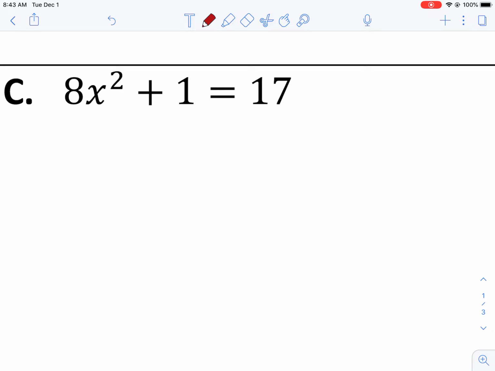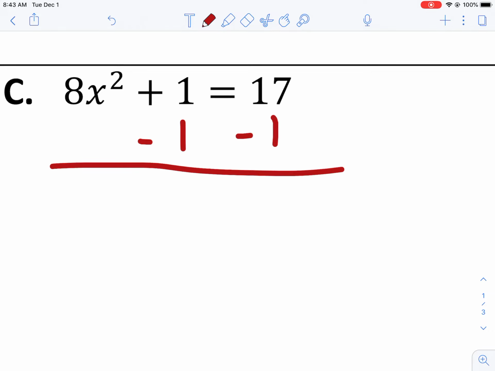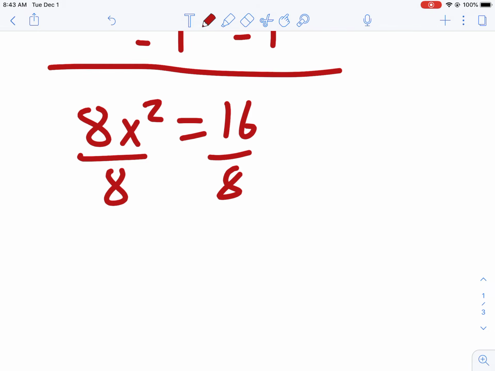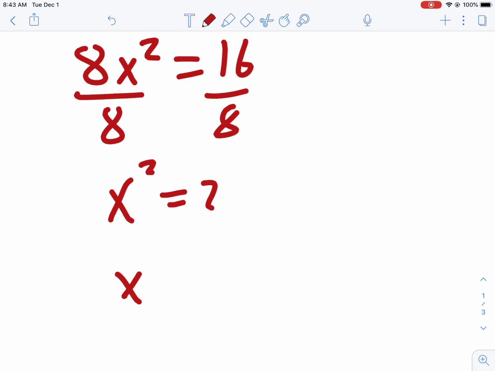Okay, more solving. So again, we've got to get this x squared by itself. So we've got 8x squared equals 16. We need to divide by 8. We get x squared equals 2. Take the square root of both sides. x equals plus or minus the square root of 2.